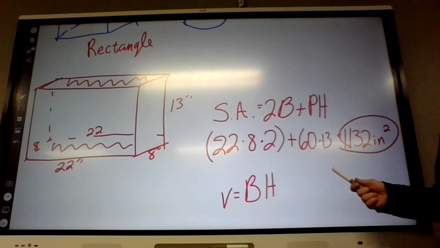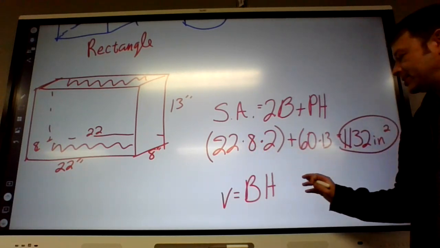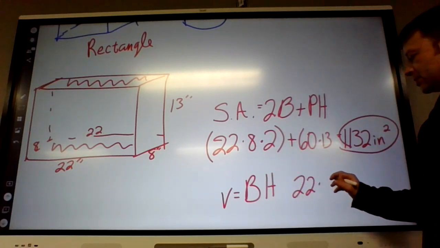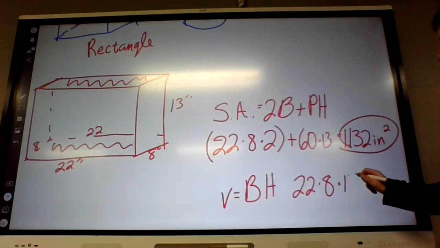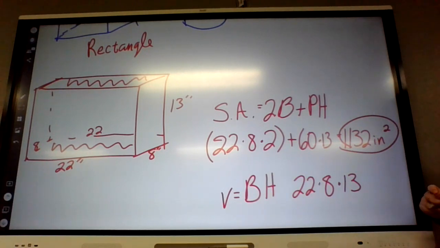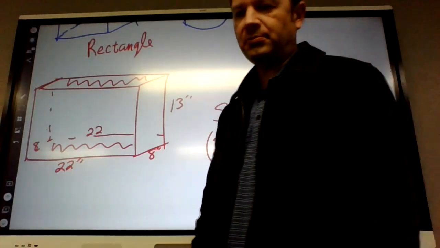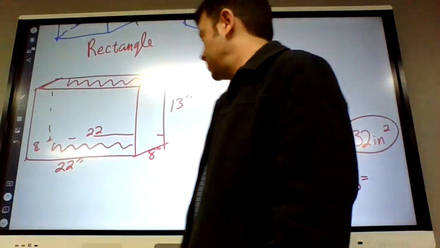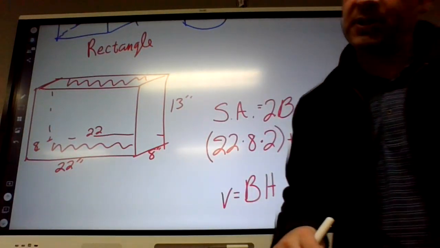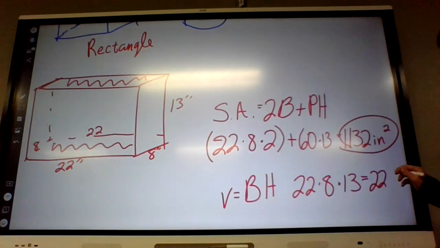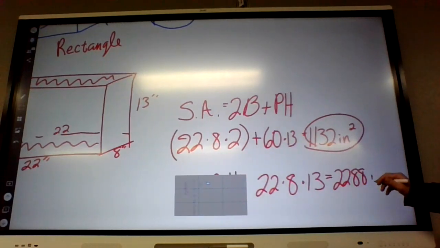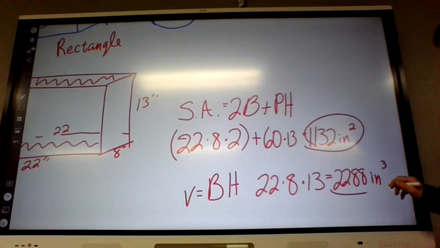For the volume, it's area of the base, which we already said was 22 times 8, times the height of the prism, 13. So volume of rectangular prisms is very easy because you just do length times width times height. It's not a lot to it. And this would be inches, oh, so what's it come out as? 2288. This would be inches cubed.